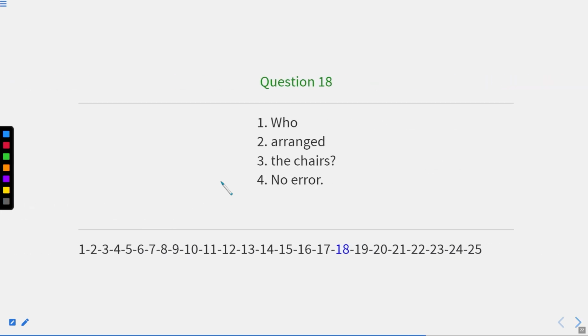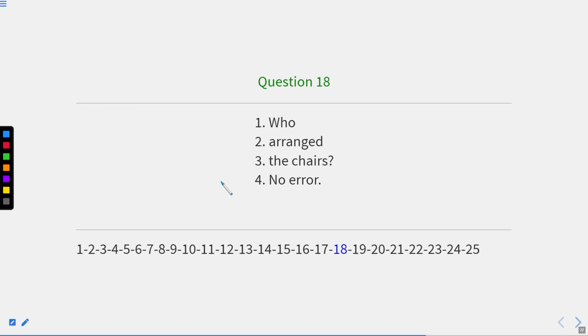Okay, now who arranged the chairs? If you see the sentence carefully, who, we are talking about a person who arranged, who did something. The chairs. The sentence is absolutely correct. So the sentence contains no error. Again, 4th will be the correct answer, that is no error. Now let us move to the next one.